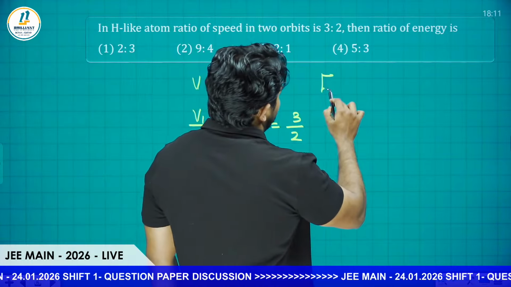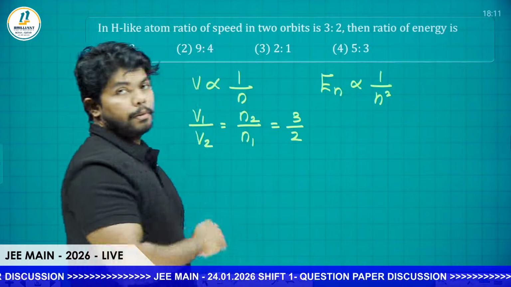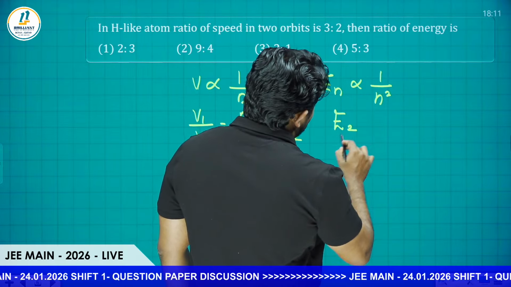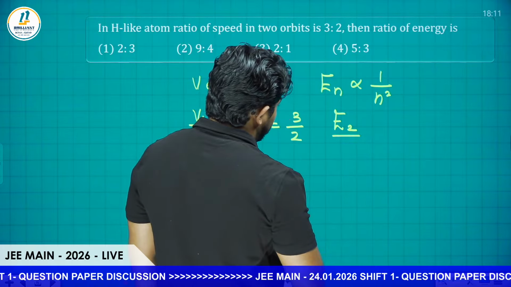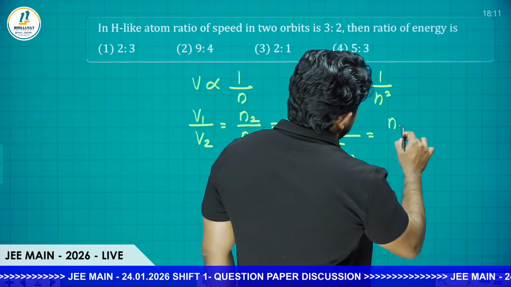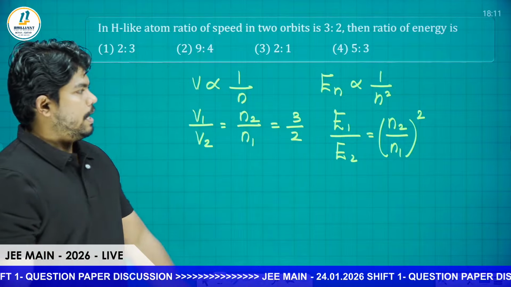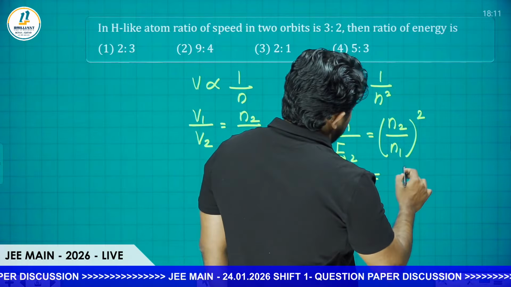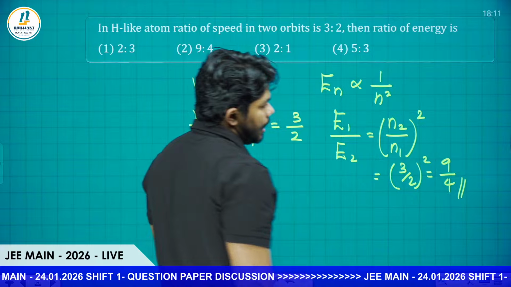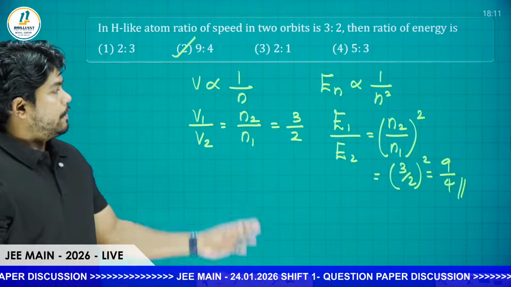Then what is the energy? How is energy proportional? Energy is proportional to 1 by n square, isn't it? So we can write, taking the ratio, E1 by E2 as N2 divided by N1 the whole square. Since we know the values of N2 and N1, that will be 3 by 2 the whole square. That is nothing but 9 by 4. Okay, 9 by 4 will be our value. Yeah, option 2 will be the correct one. It's actually very easy if you know the relation.